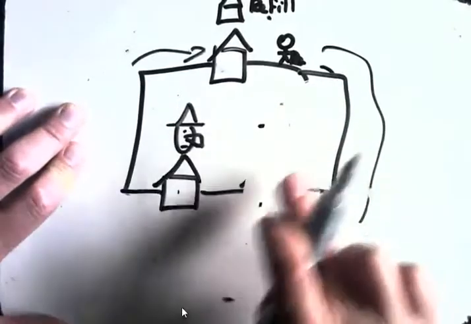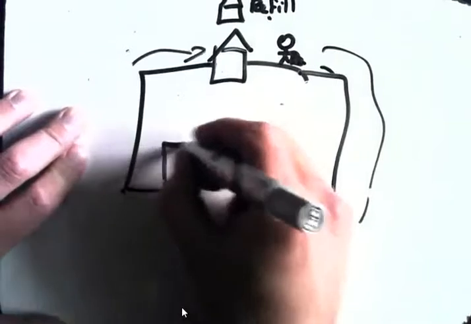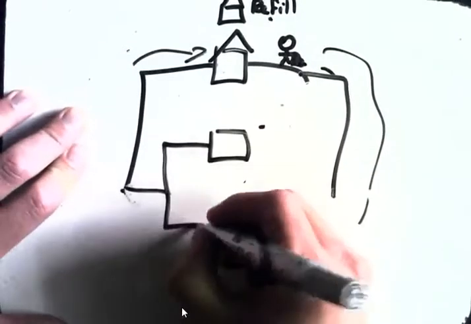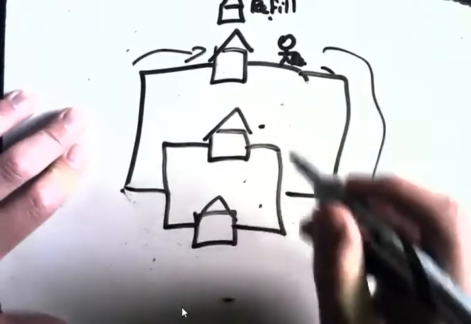Okay, the next type of circuit that we have is a parallel circuit. A parallel circuit means there are two roads. Now, there's one witch and there's another witch.